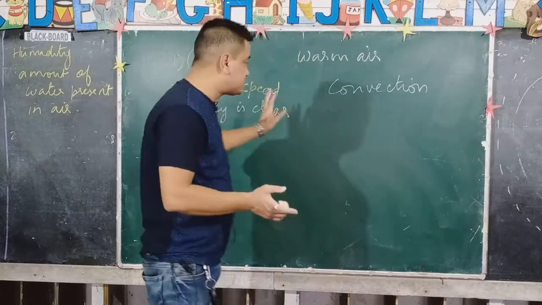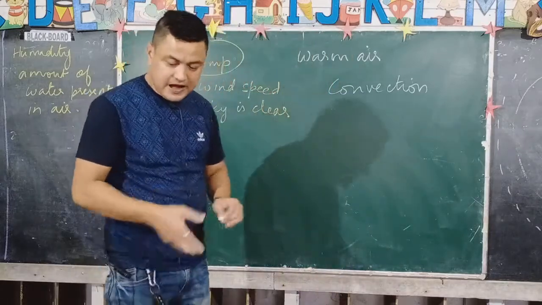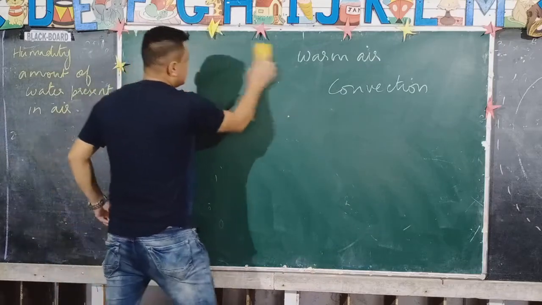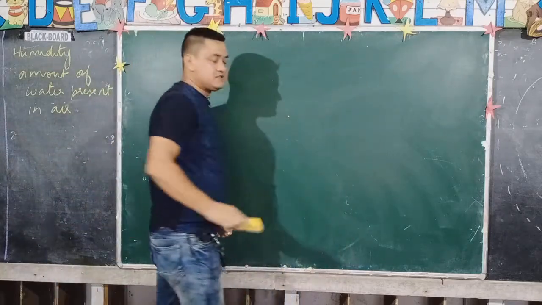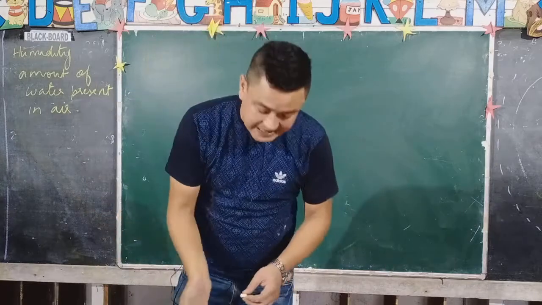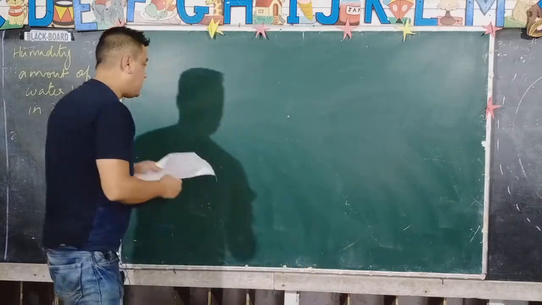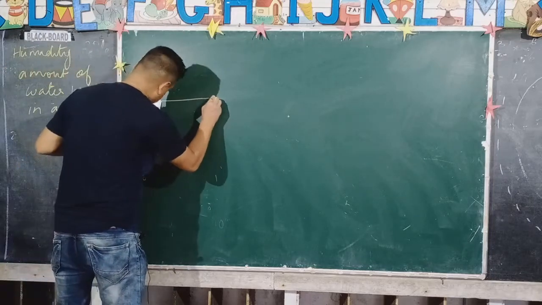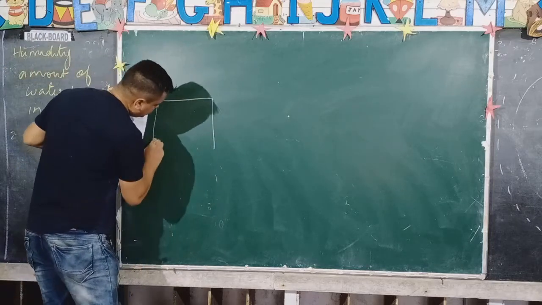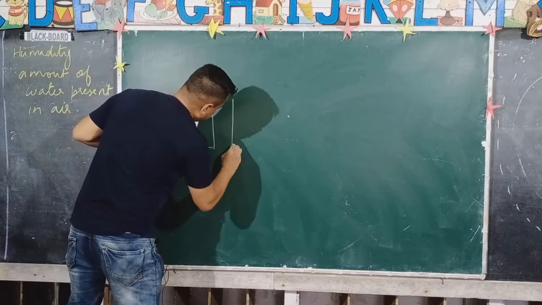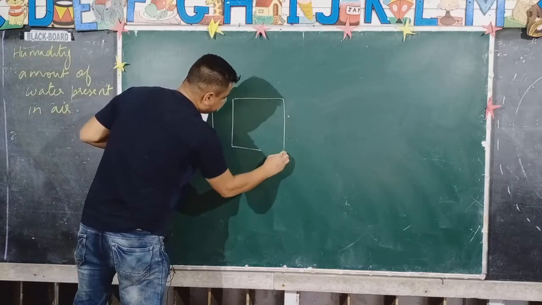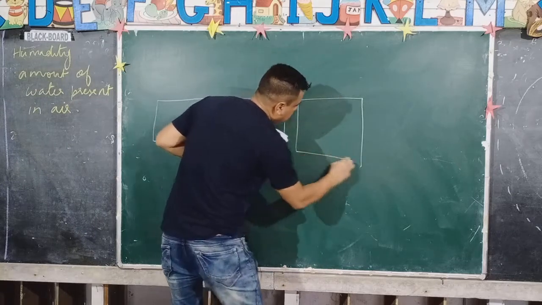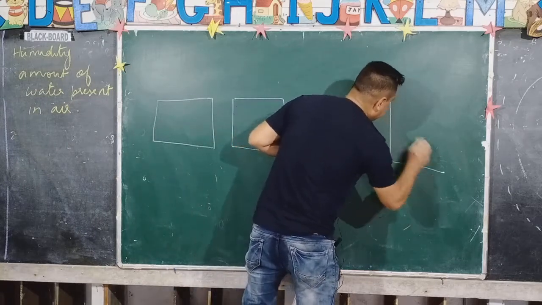Now I am going to draw air pockets here on the blackboard to make you understand what is called saturated and what is called unsaturated air. So I am drawing air pockets here. I am drawing boxes of the same size, to make you understand humidity.